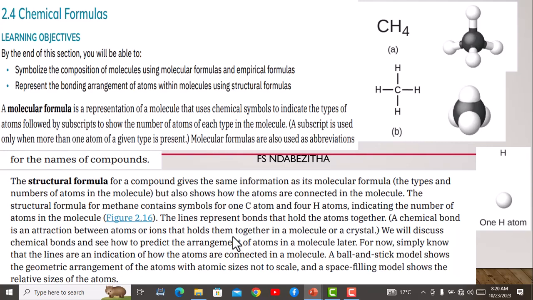Right, we will discuss chemical bonds and see how to predict the arrangement of atoms in a molecule later. For now, simply know that the lines are an indication of how the atoms are connected in a molecule. Now, I want us to read back here. We will discuss chemical bonds and see how to predict the arrangement of atoms in a molecule later. So it is possible in chemistry, we read, that we can predict the arrangement of these atoms in a molecule.